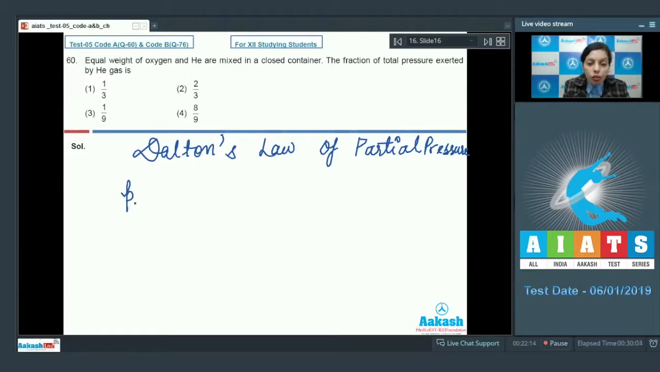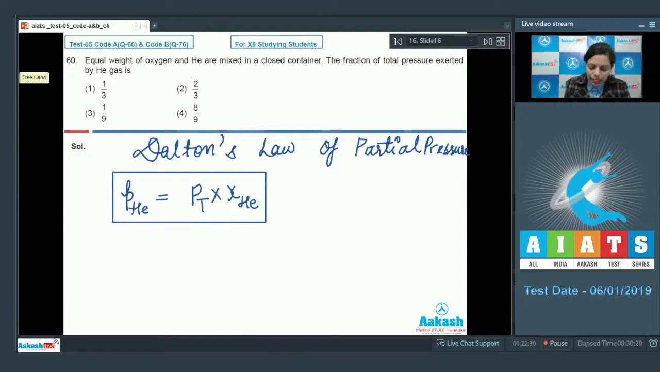So the pressure of helium would be equal to the total pressure into the mole fraction of helium gas. This would be the formula that we're just going to use here. In this case, the pressure of the helium we need to find out. So the PHe upon PT is equal to the mole fraction of helium, and in this question it's given that equal weight of oxygen and helium are mixed.